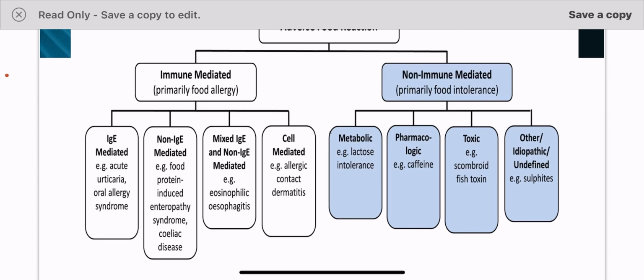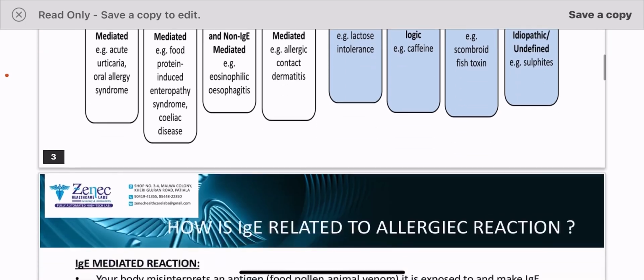It could be metabolic, which is lactose intolerance, that is intolerance to the milk. It is because of the deficiency of the enzyme lactase. And it could be pharmacological, toxic, or other idiopathic, unknown causes.